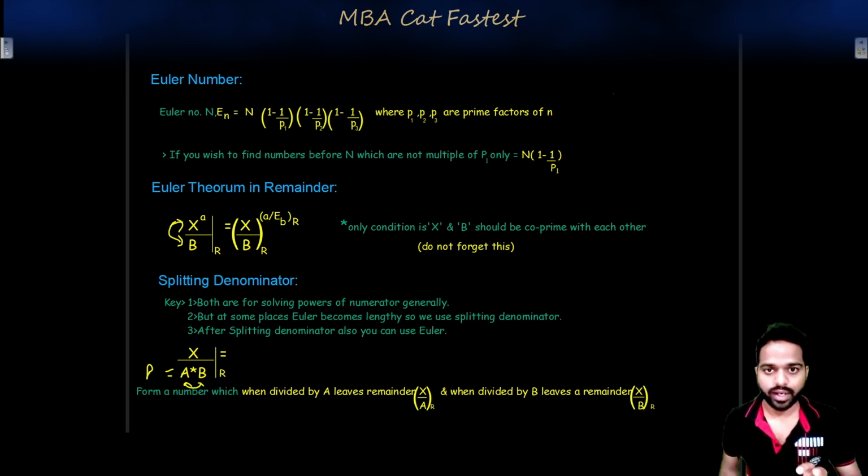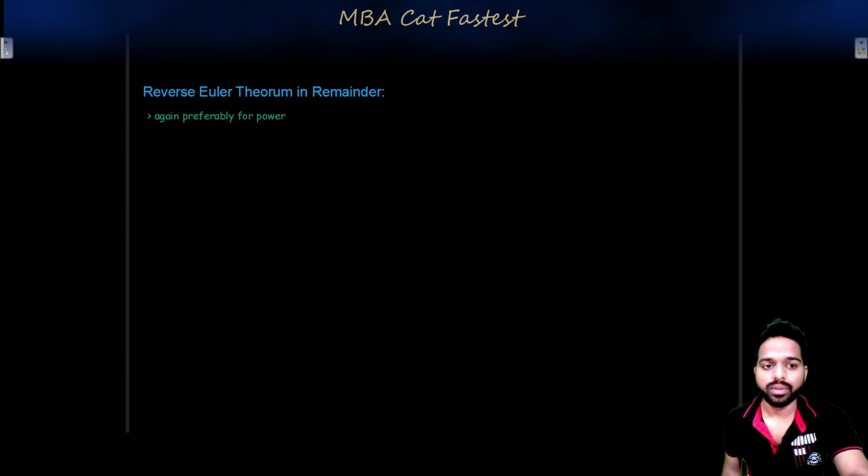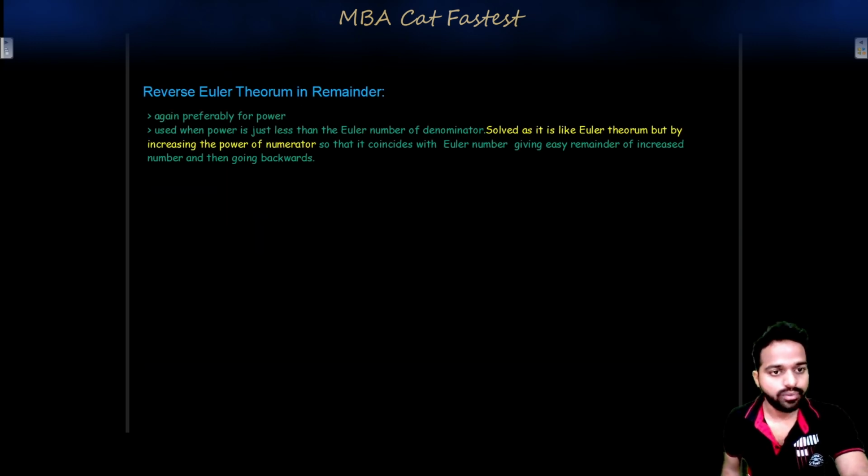After you have identified which two numbers are to be taken as the product of this p, you need to form a number which, when divided by a, leaves the remainder of x by a, and when divided by b, leaves the remainder of x by b. So after you have formulated this, you will get a number. If the number is less than p, that is your answer. If it is greater than p, then you need to divide by p, and that will be your remainder left.